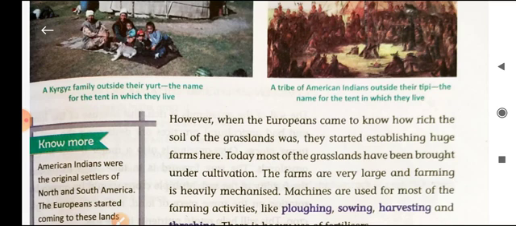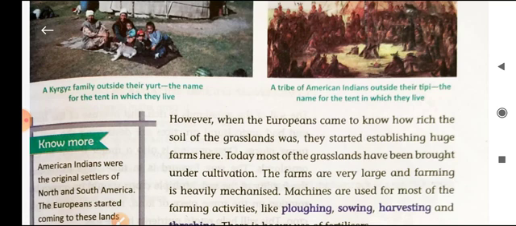Today most of the grassland has been brought under cultivation. These grasslands have changed into large cultivation farms, and these farms are very large and heavily mechanized. Machines are used for most of the farming activities like ploughing, sowing, and harvesting.